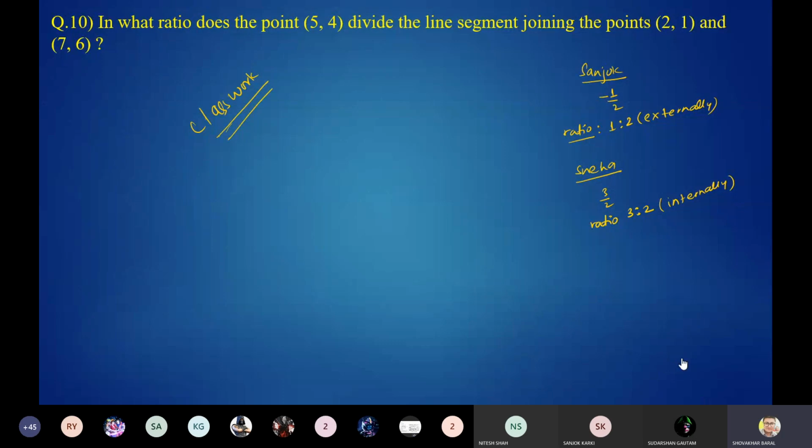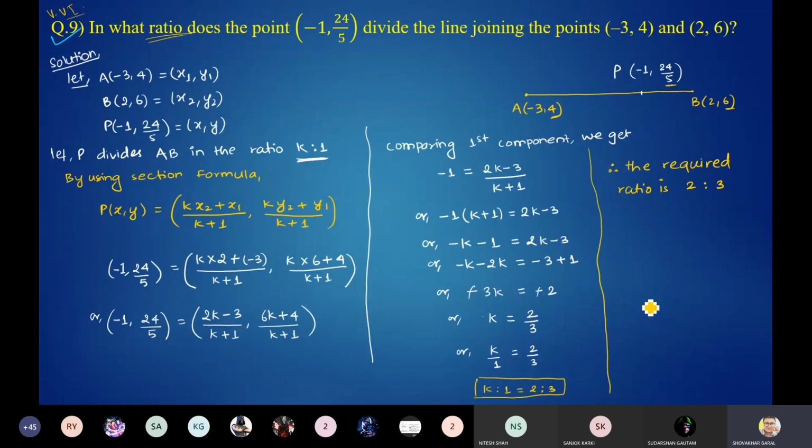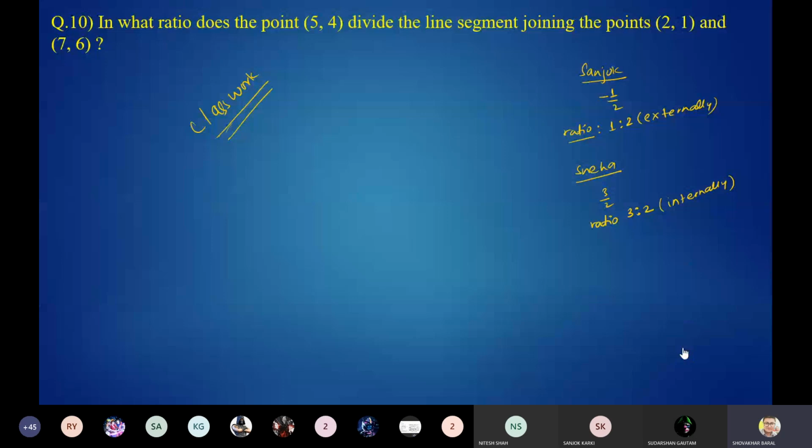Okay, you can write in the earlier solution also. You can write the internally. Okay, equal ratio is 2:3. Internally, you can add here. Okay, please tell me if you are willing to. Is any other willing to say the answer?